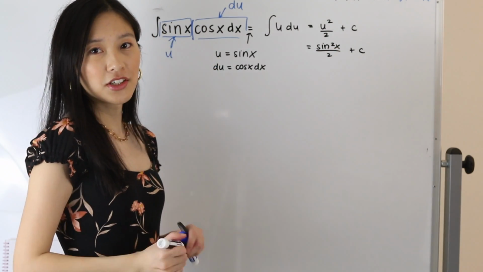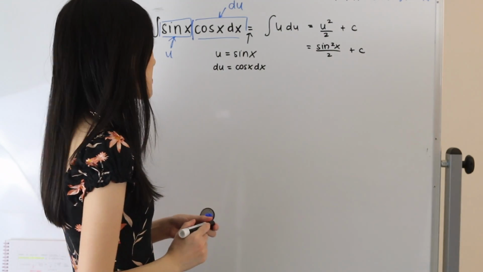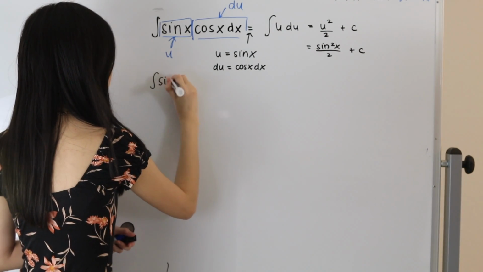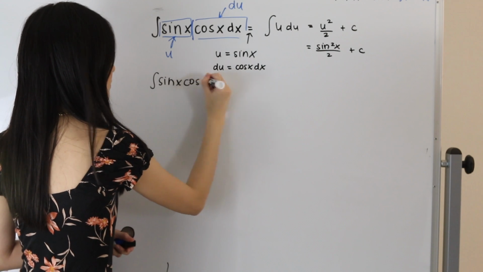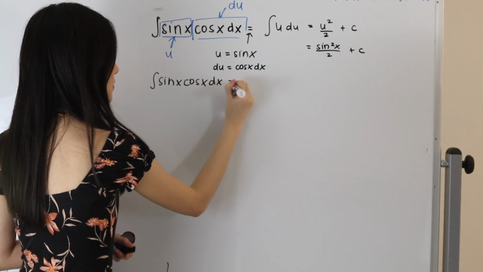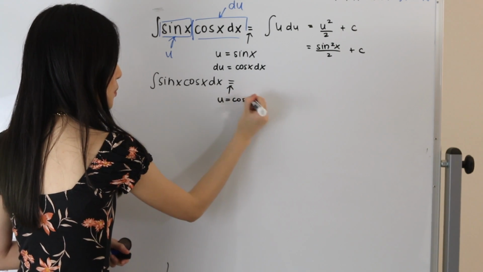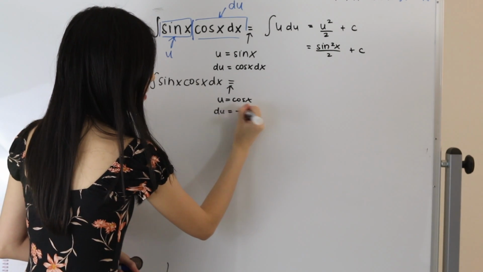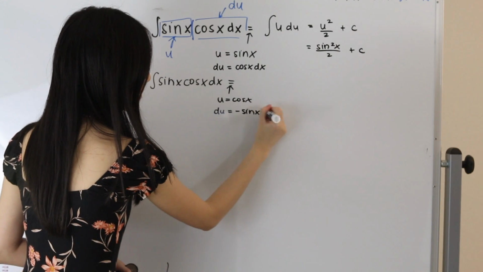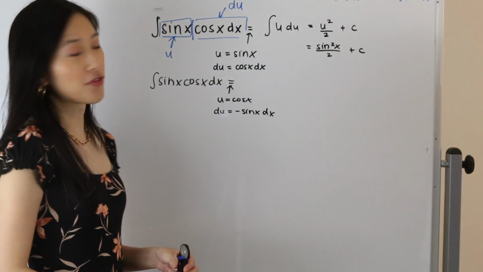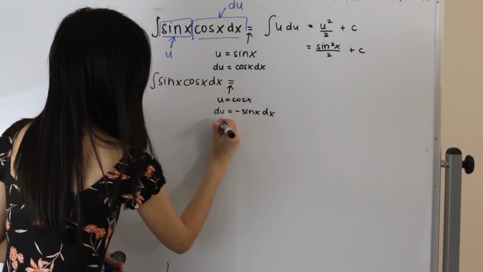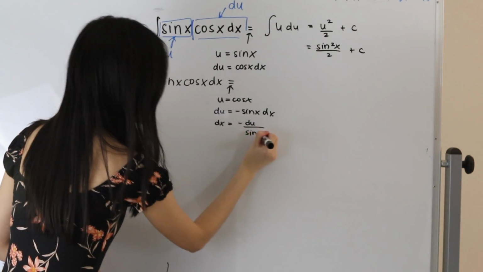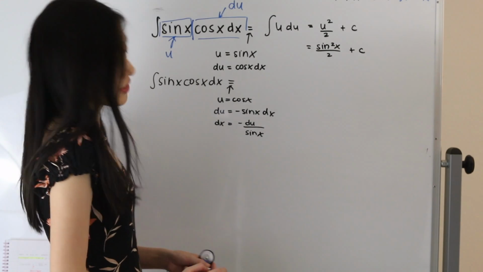And so now let's do this in an alternate way and make our u cosine of x. So let's take the derivative of both sides. So we are going to get du is equal to minus sine of x dx. And then from here, let's solve for dx. And that will give us minus du over sine of x.